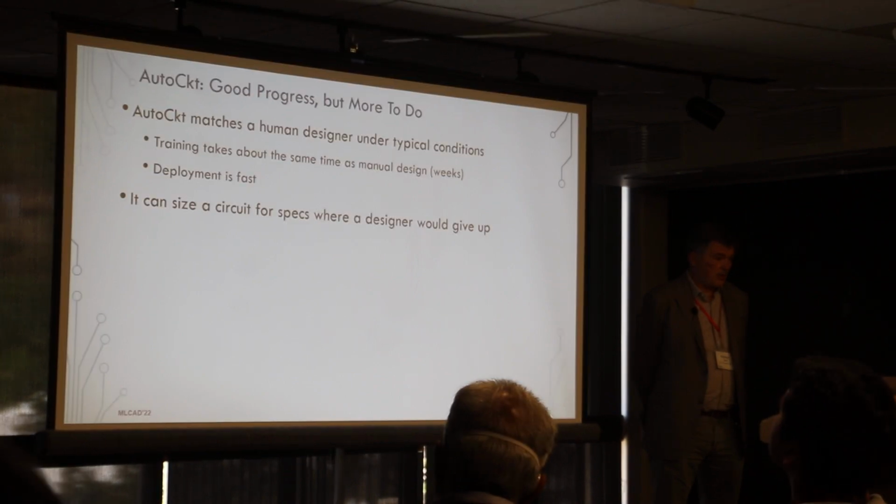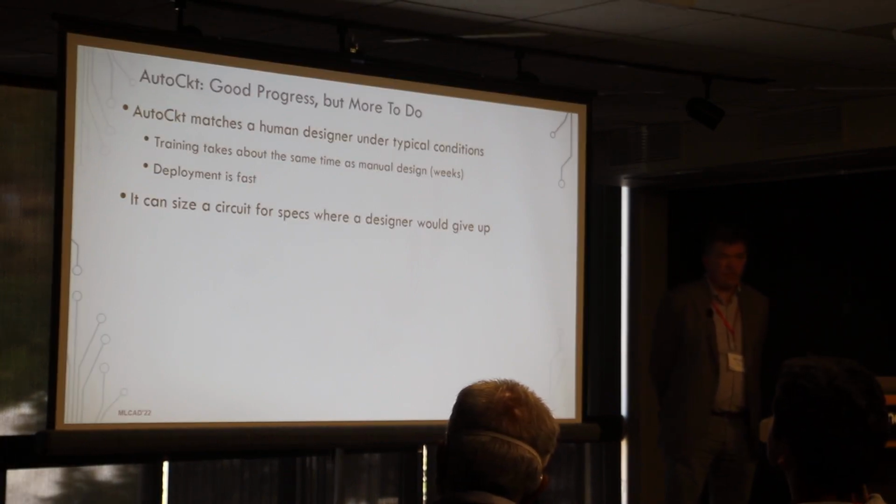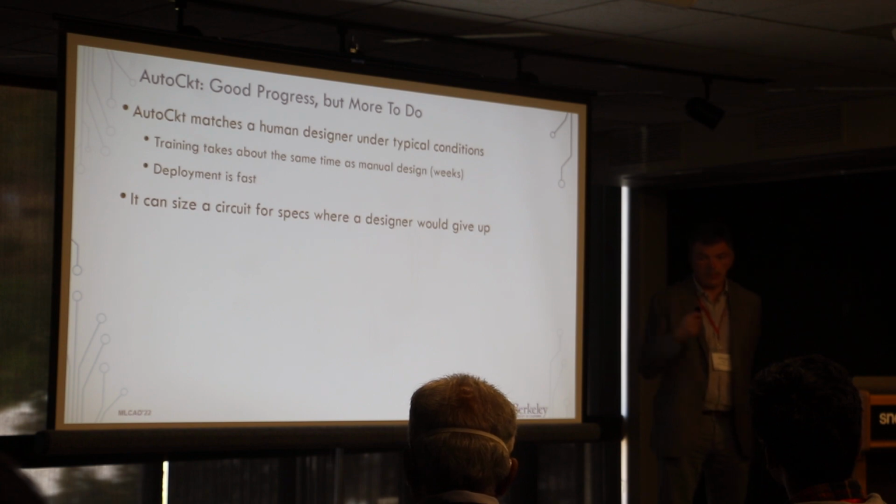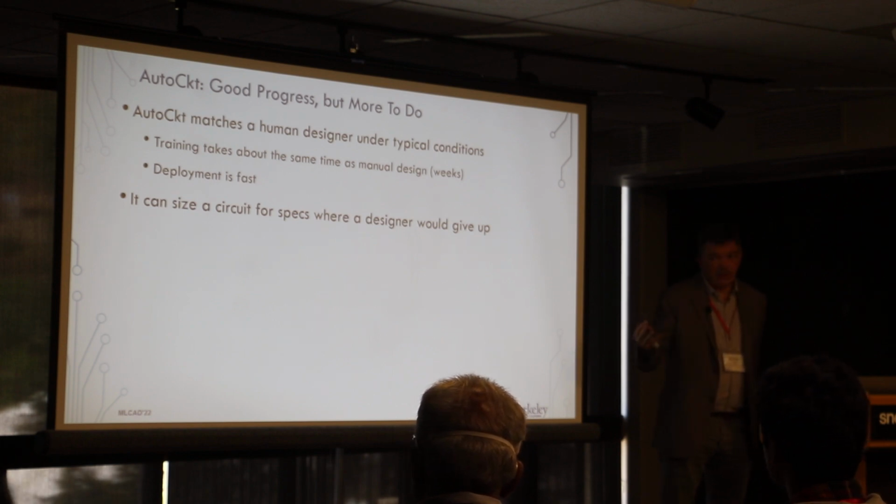Now the point here is AutoCircuit made some good progress. It got some automation going, and even more important than that, we got some confidence that it matches a human. And that's good. We did not expect to outperform the human. We matched the human, and we understood what it can do. Training did take about the same time as the final design, which is weeks once we get the specs right. But deployment is fast.